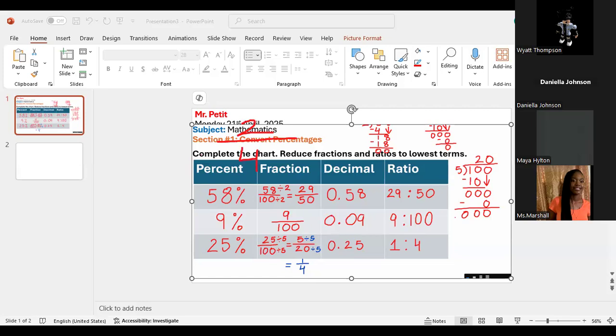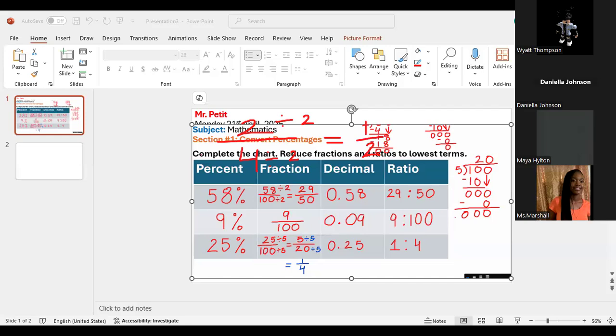Because 2 divided by 2 is 1. Mm-hmm. And 4 divided by 2 is 2. Very good. So 2 over 4 is 1 over 2. Very good. And the next one is 6 over 8. Say it again. 6 over 8.